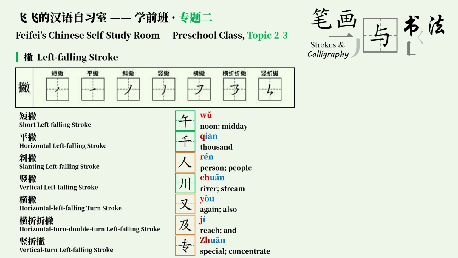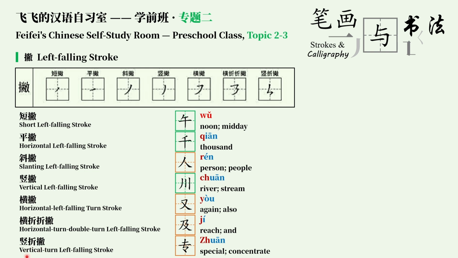When writing, pay attention to the rhythm of the two turns. Pause briefly at each turn to keep the stroke neat and structured. Then finish with a sharp left fallen tip. Example character 急, meaning reach, end. The last stroke of this character is also the 捺, right fallen stroke that we will learn in the next lesson.